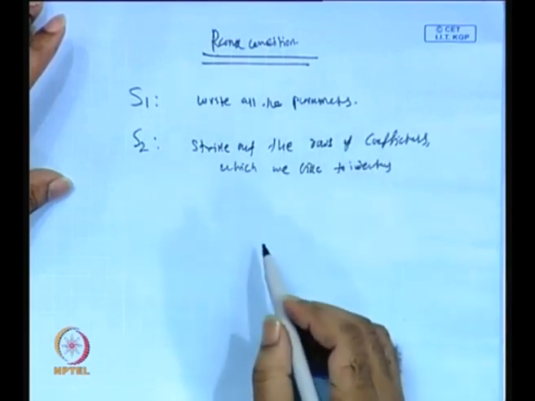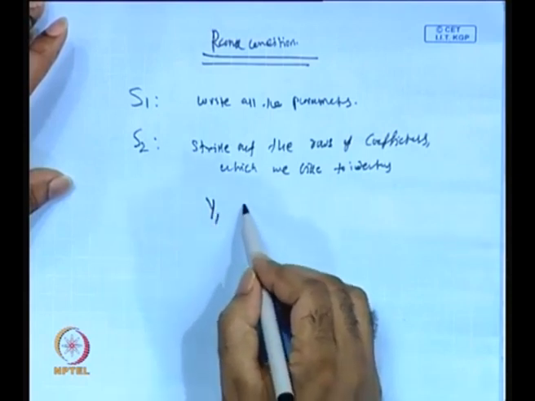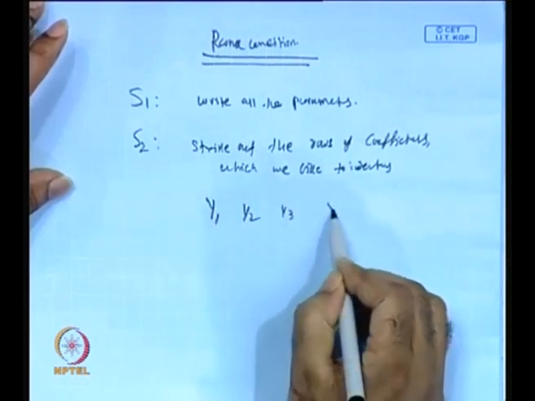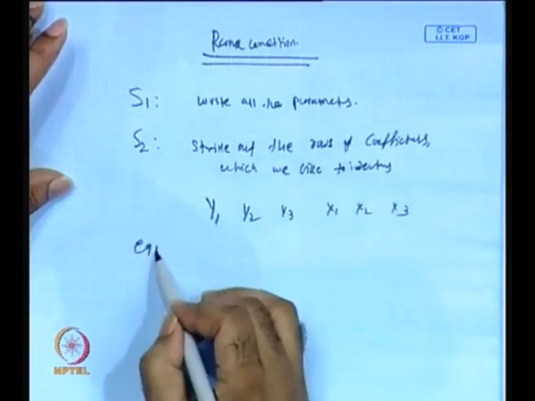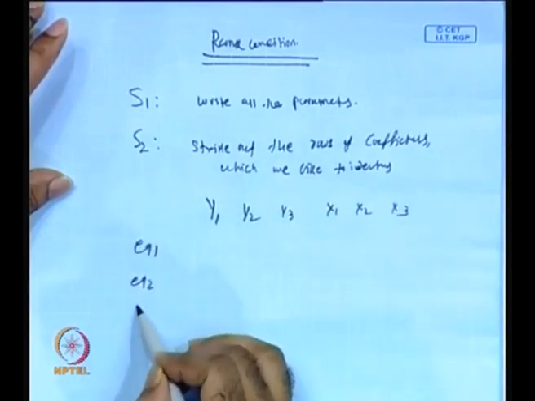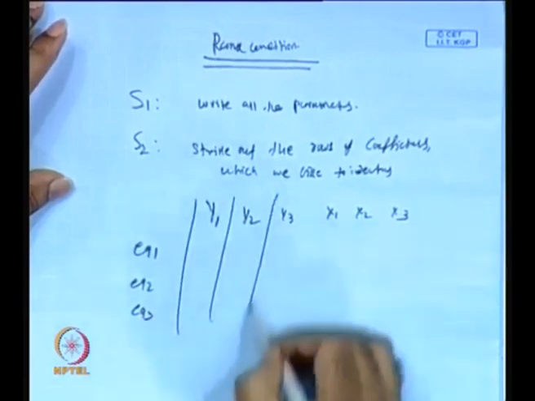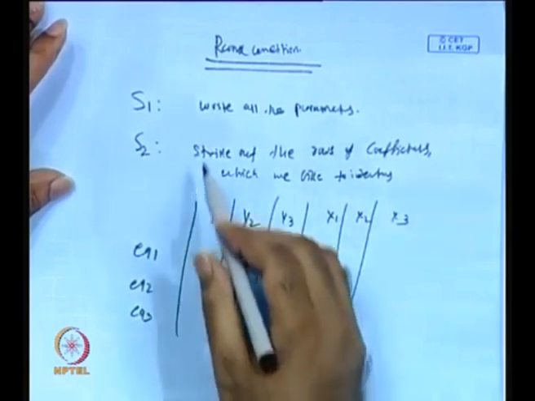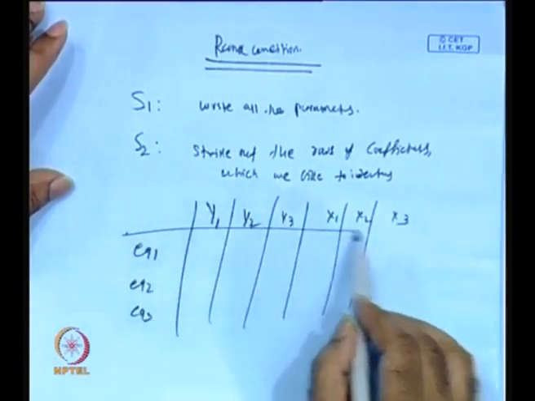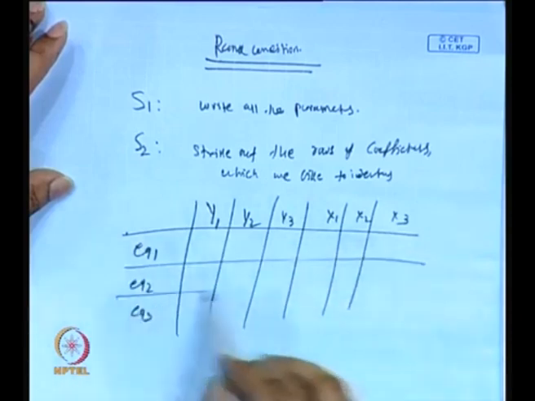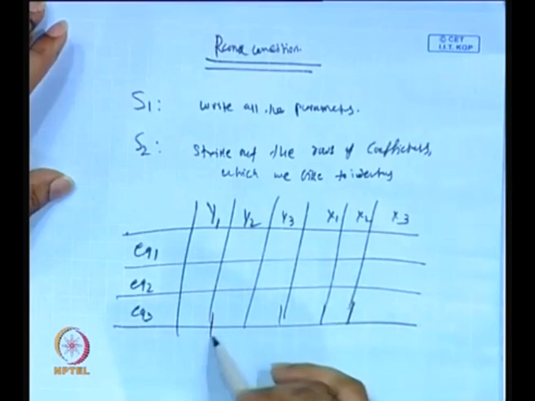For instance, suppose, as per the previous problem, we have y1 y2 y3 x1 x2 x3. In that case this is equation 1, this is equation 2, this is equation 3. So we need to prepare a table like this. Write all these parameters in tabular form. This is how you have to represent all these things and prepare these tables.